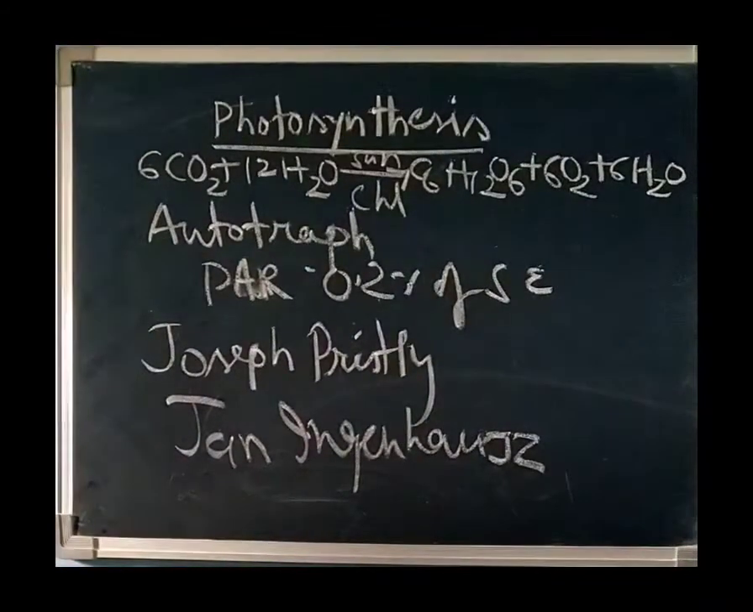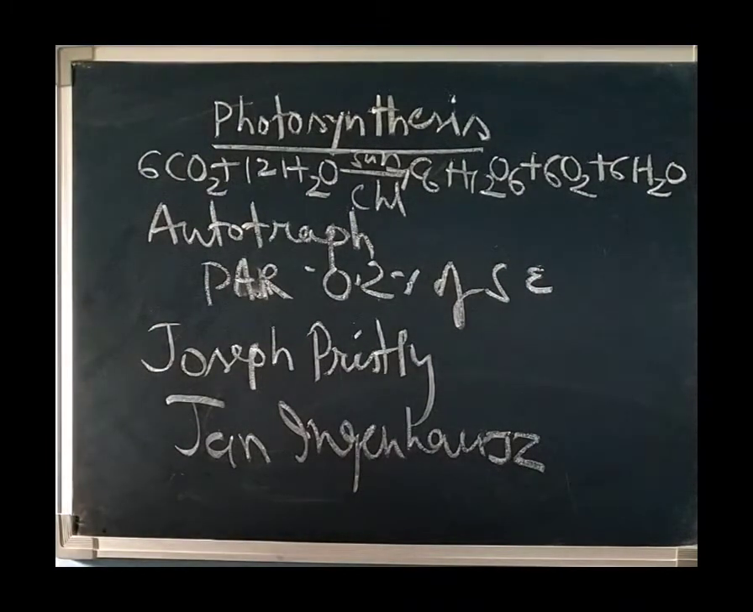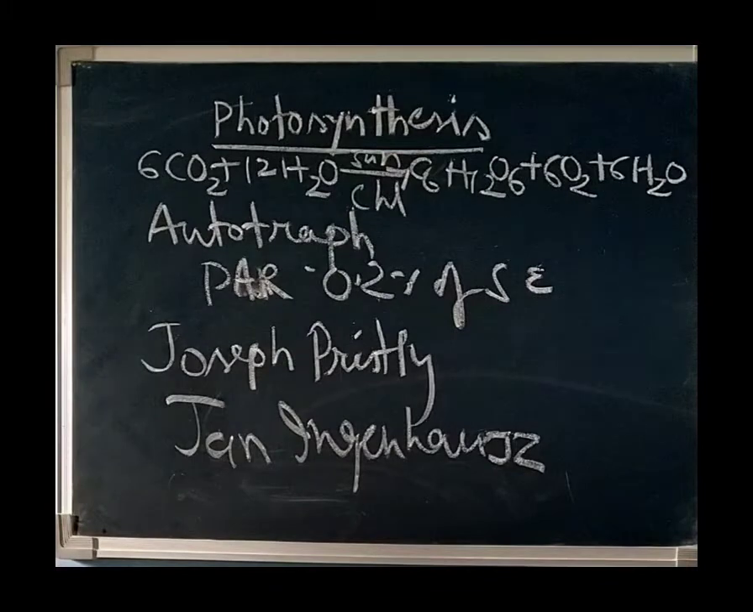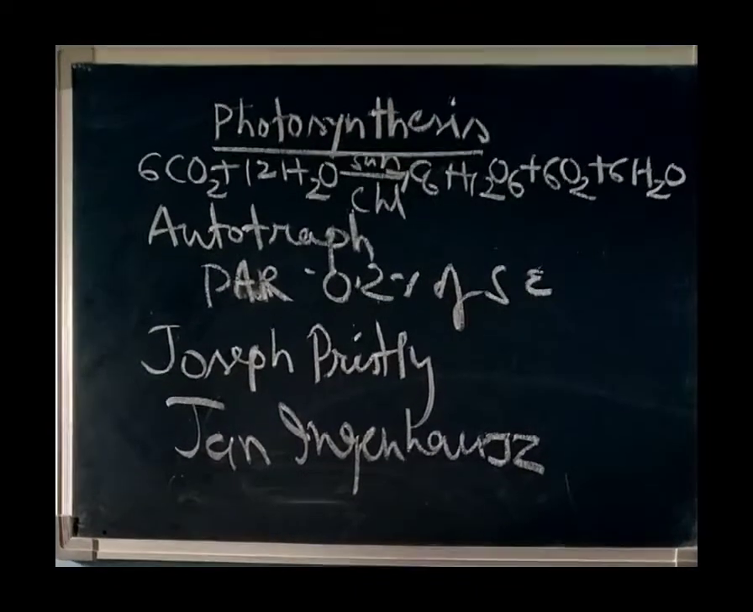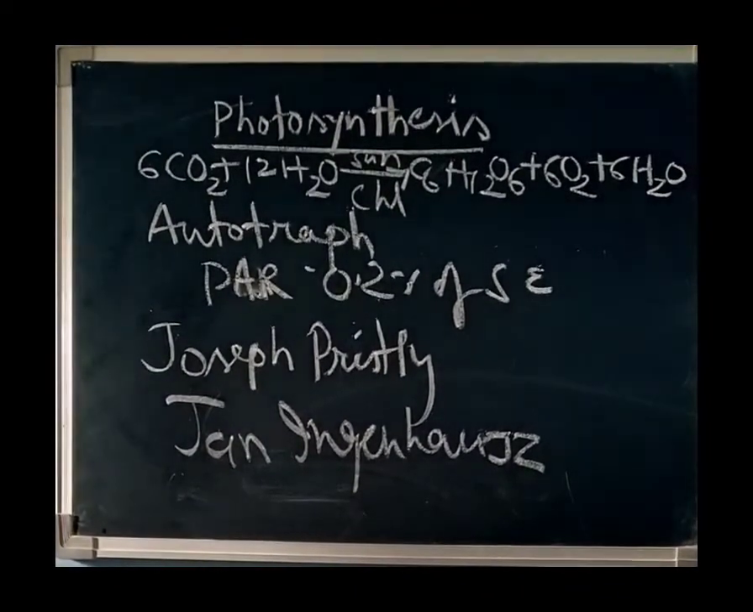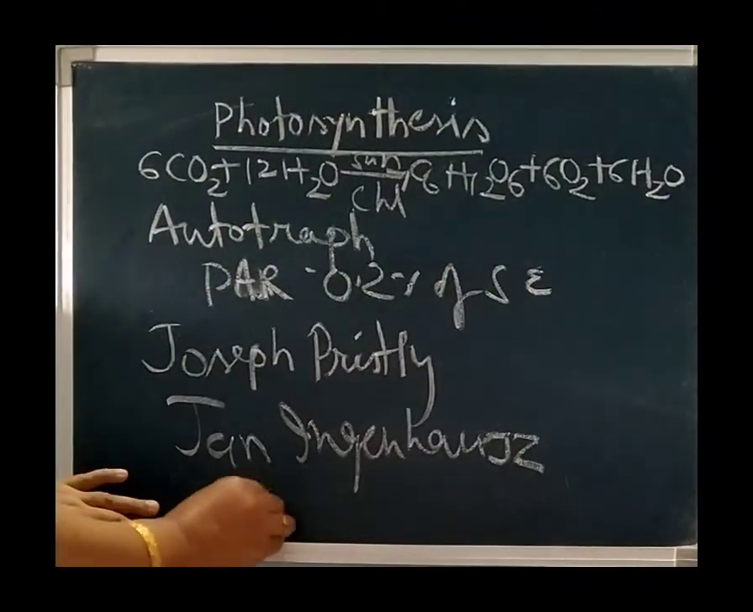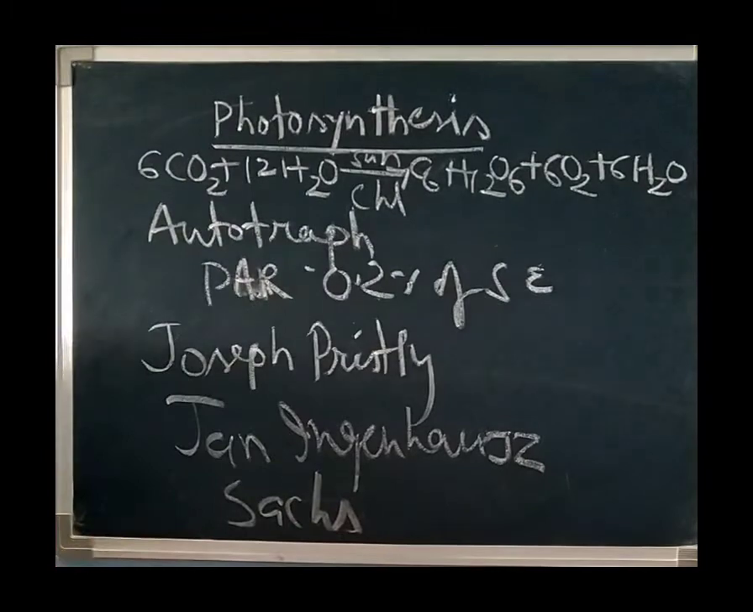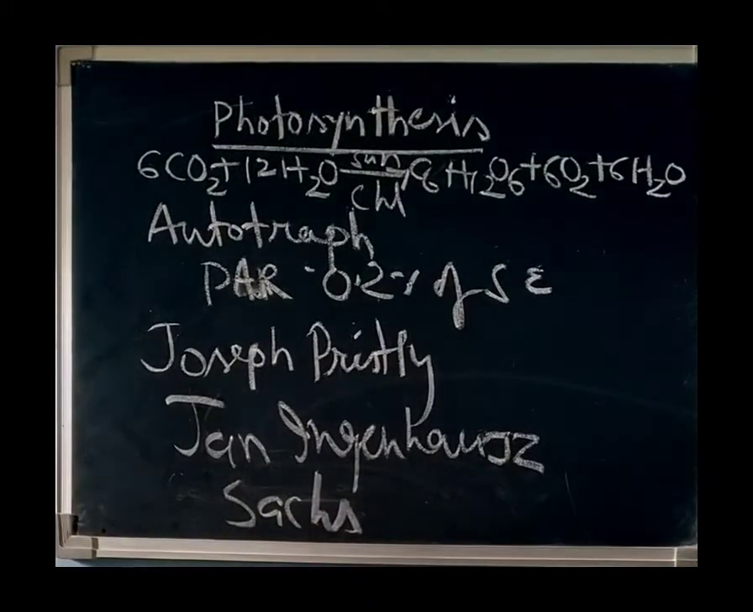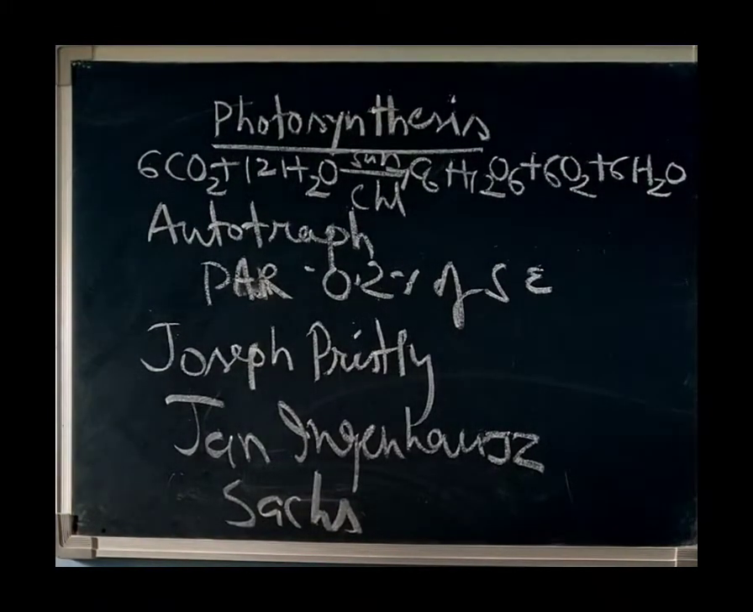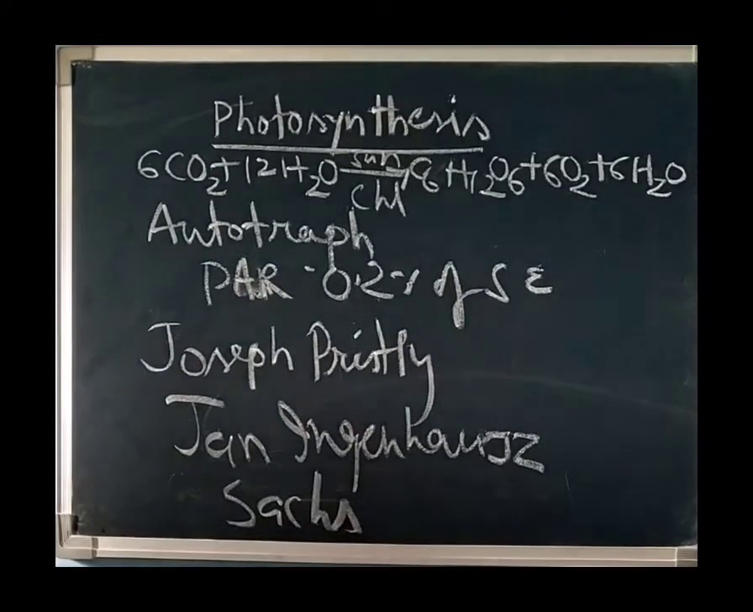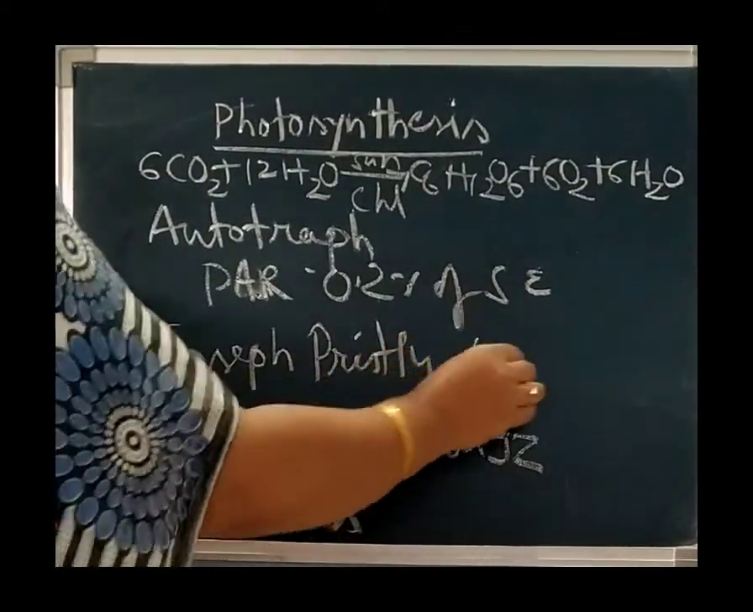That is Jan Ingenhousz. In his experiment with an aquatic plant, he showed that in bright sunlight, small bubbles were formed around the green parts, while in the dark, such bubbles did not form. And then the next scientist is von Mayer, or Sachs. Sachs showed that the green part in a plant produces glucose, which is stored as starch, and starch is the first visible product of photosynthesis. And the next scientist is Engelmann.